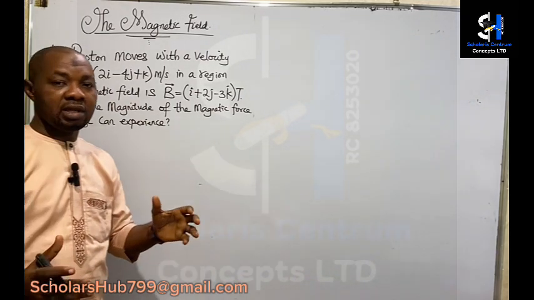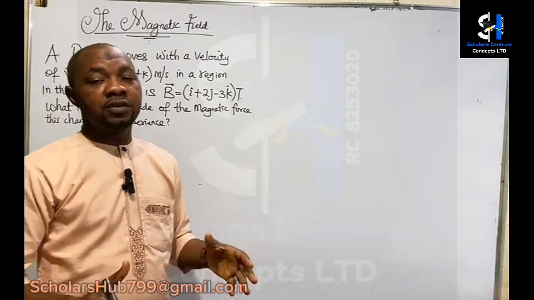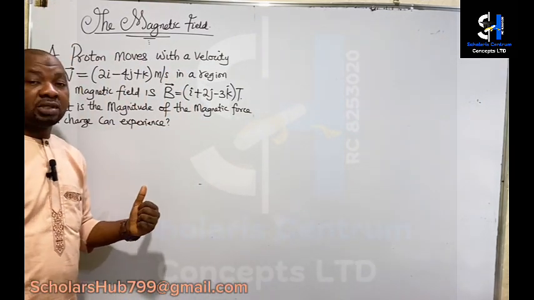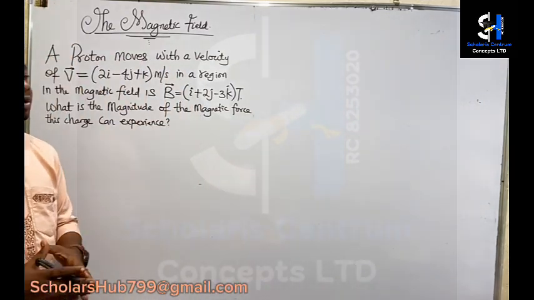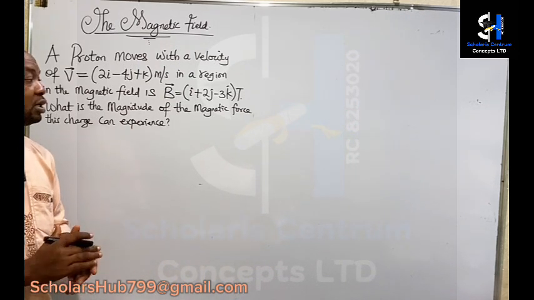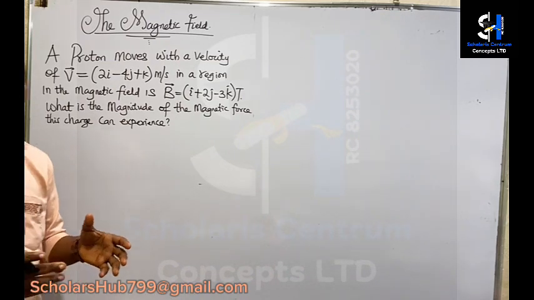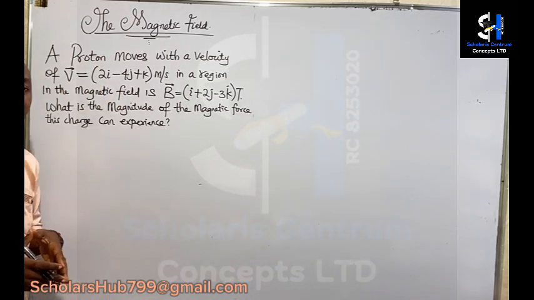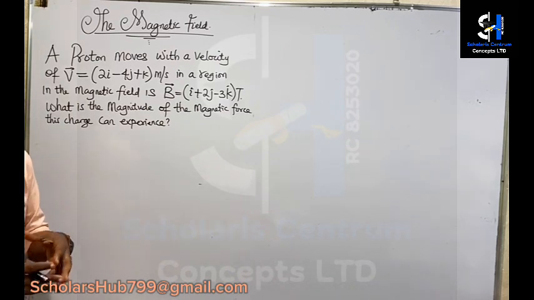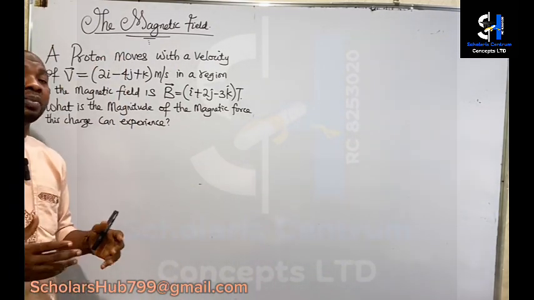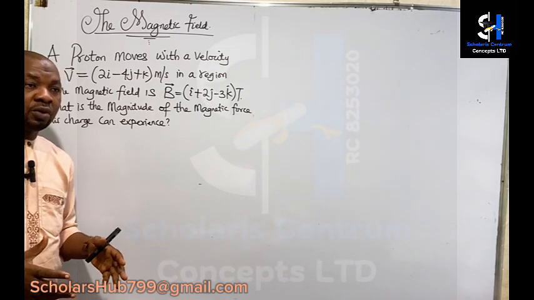You know, i, j, k: i represents the unit vector in the x direction, j represents the unit vector in the y direction, and k represents the unit vector in the z direction. So now, to be able to calculate the magnetic force a charge moving in the region of magnetic field can experience, like I said, we're going to apply the right hand rule.